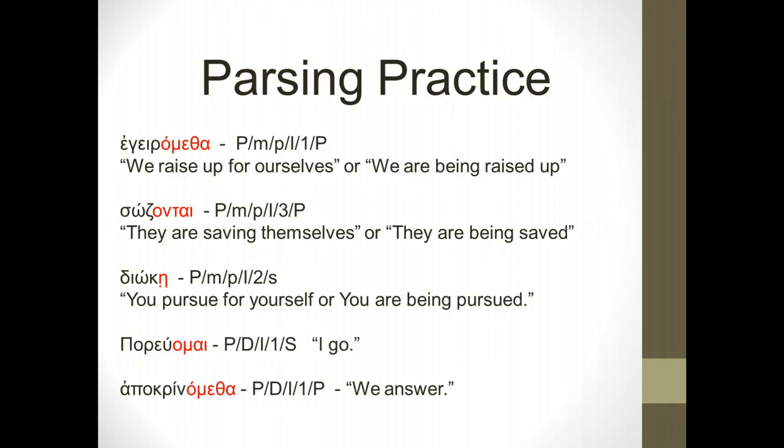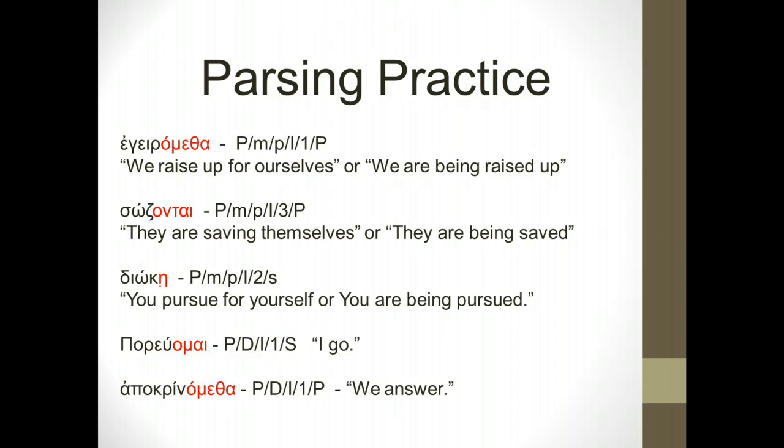Let's look at the third one here. Dioke comes from dioko, so again we know that this is not a deponent verb. The ending on the end there tells me, knowing that my endings are from the middle passive, and I think through them: omai, ei, tai, ometha, esthe, ontai. I know that it's the second person singular, ei, so it's a present middle passive indicative, second person singular. And again, translating it both ways is either you pursue for yourself or you are being pursued.